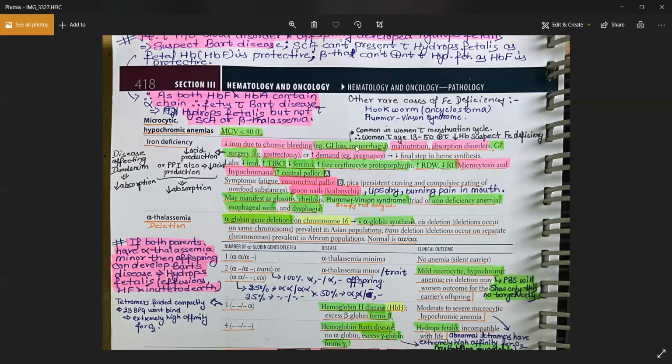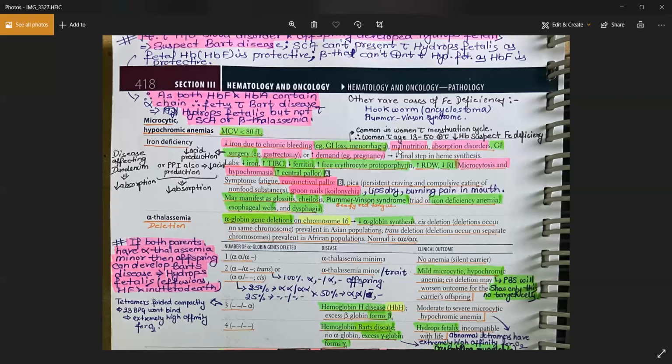The second thing is menorrhagia. Women of reproductive age have menstrual cycles, and they have regular bleeding, and this will cause iron deficiency. Very important: this is the most common cause of iron deficiency anemia in women. Whenever you encounter a woman between 13 and 50 years of age who has anemia, the most common thing you will always think about is iron deficiency. Whenever in the exam you encounter a female aged 13 to 50 with anemia, Step 1 can ask you the most probable cause of the anemia. It would be iron deficiency anemia.